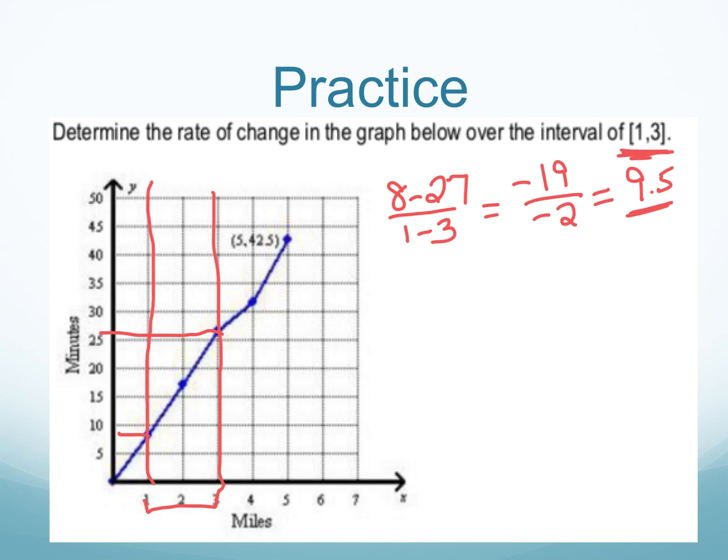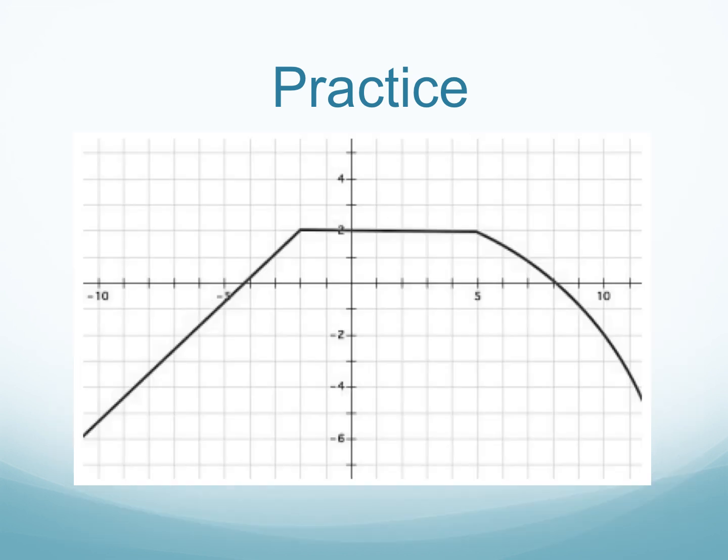If I look at a different interval, it's going to be different. If I looked at the interval between 3 and 4, it looks like it gets less steep. It's going to be not quite as much of a rate of change. Okay, so when we talk about the interval, again, we are talking about a set of x values. Because remember, in our functions, the x values are unique. Our outputs are not. Okay, so let's look at practice.